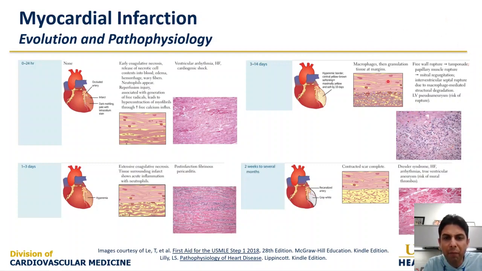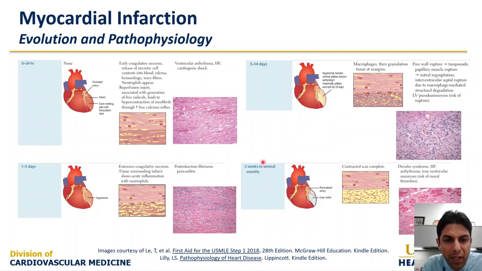And so this is a time frame where we can see free wall rupture with tamponade. We can see papillary muscle rupture that is going to result in mitral regurgitation and interventricular septal rupture. So we're going to see a lot of those mechanical complications. You wouldn't expect them to show up within the first hour after the patient had the onset of the symptoms due to a myocardial infarction. Again, I want to really emphasize that it's dense myocardial infarctions, transmural myocardial infarctions, that are really going to result in these mechanical complications.